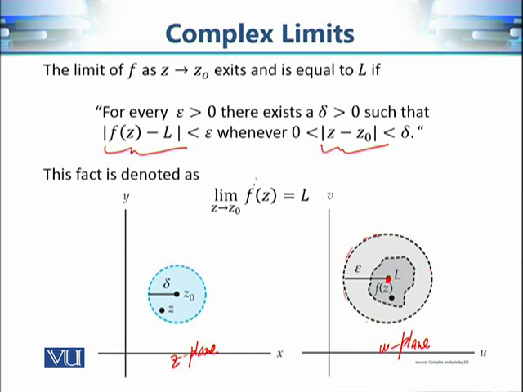So what does this definition mean? It means that whenever the distance in the z plane of a complex number is less than delta, then the functional value, so let's say this is z1, should be inside this disk of epsilon radius. In other words, the distance between f of z and L should be less than epsilon.